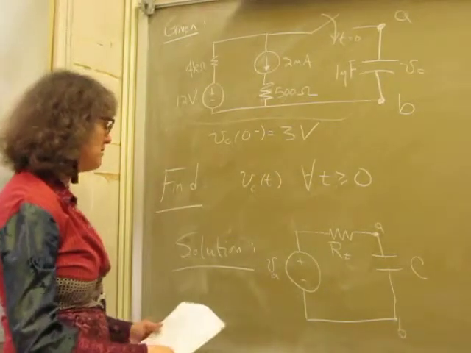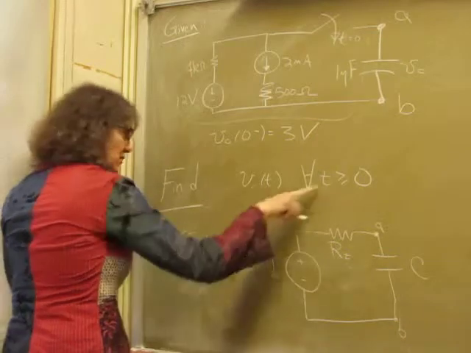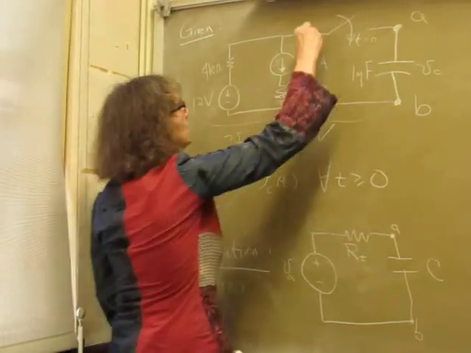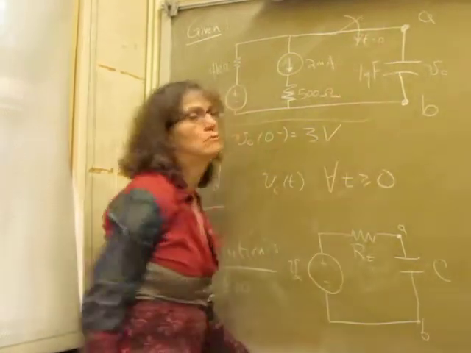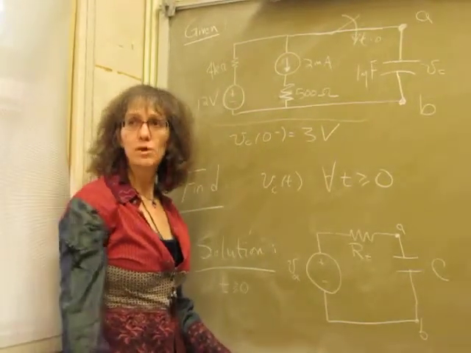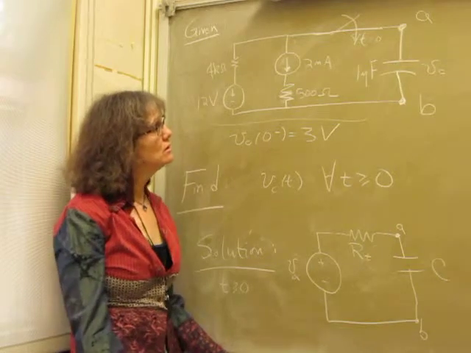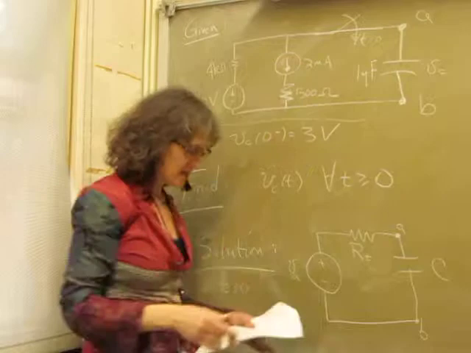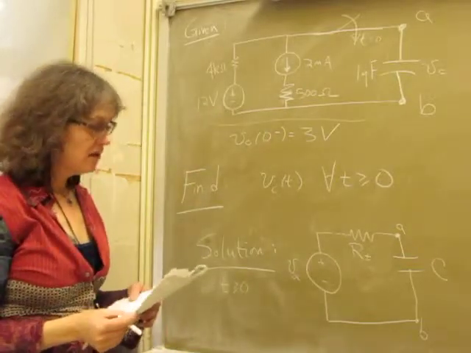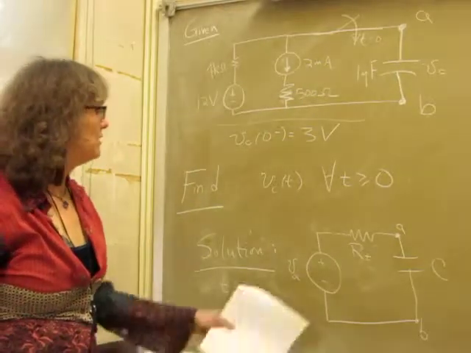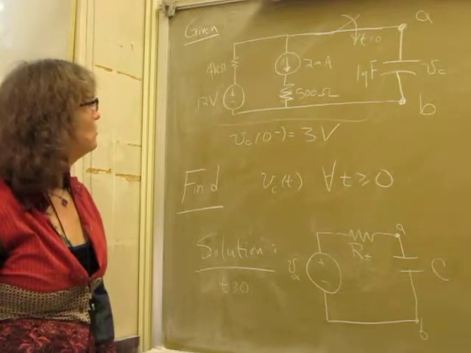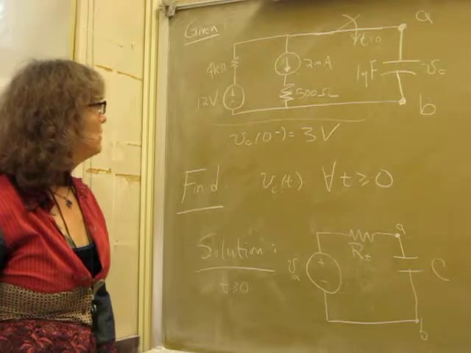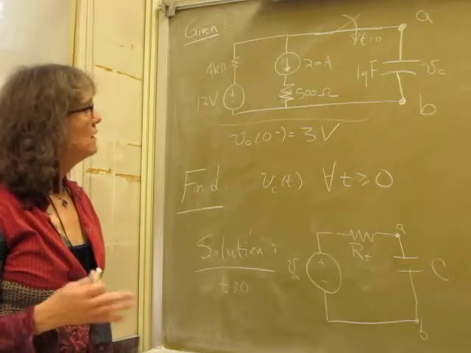Since we're only interested in t greater than or equal to 0, this switch is closed, because at t greater than 0, the switch is closed. So I'm looking at the circuit from the perspective of A and B, and I need to find the Thevenin resistance. I need to find this Thevenin equivalent circuit. So what's the easiest way to do it? Well, remember, there are 3 different ways that you can do it.